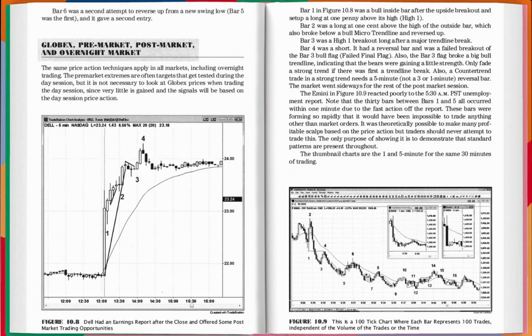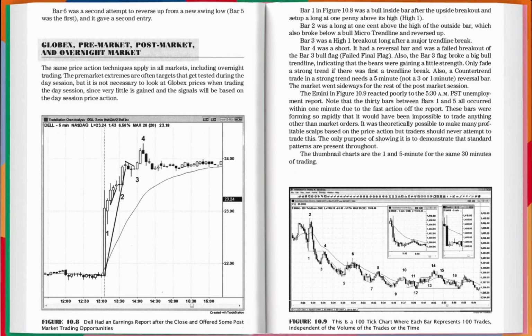It had a reversal bar and was a failed breakout of the bar 3 bull flag, a failed final flag. Also, the bar 3 flag broke a big bull trend line, indicating that the bears were gaining a little strength. Only fade a strong trend if there was first a trendline break. Also, a countertrend trade in a strong trend needs a 5-minute, not a 3 or 1-minute, reversal bar. Market went sideways for the rest of the post-market session.